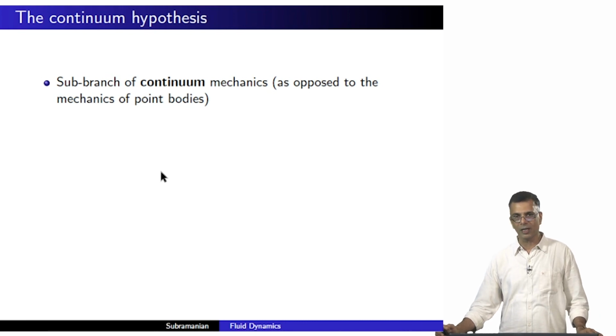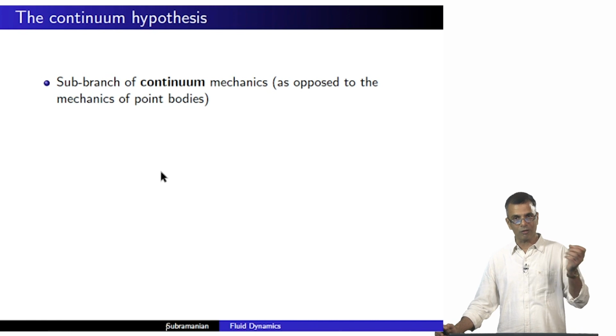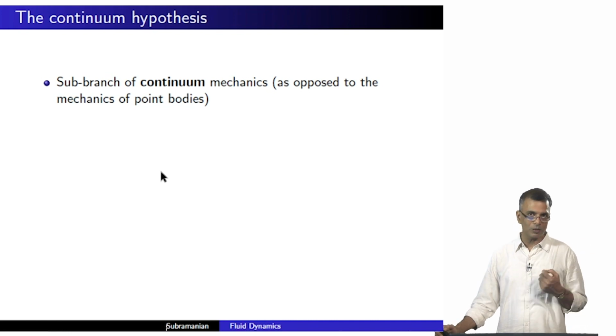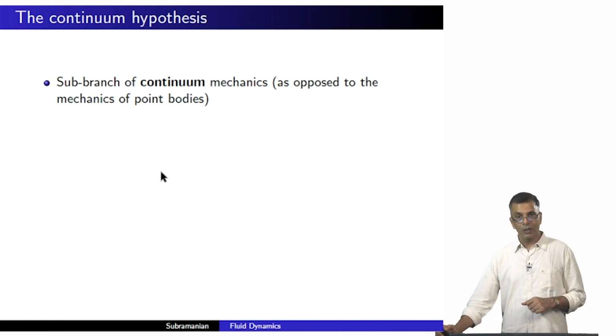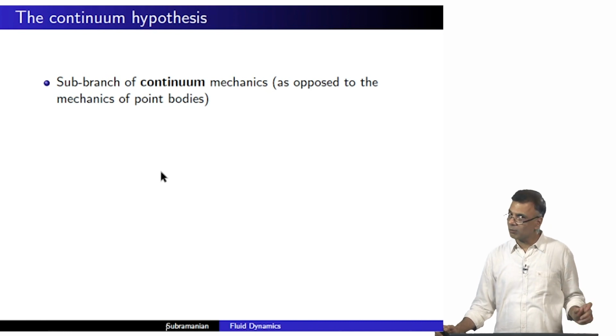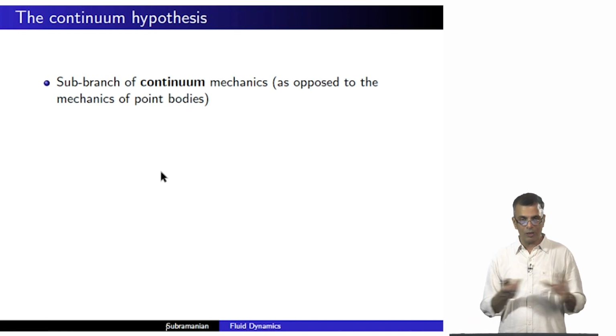Most of the time you idealize, for instance, the trajectory of a stone to the trajectory of the center of mass of the stone. Yeah, so this is what we are generally used to. However, here in this course we are not talking about point objects. We are talking about a continuum.